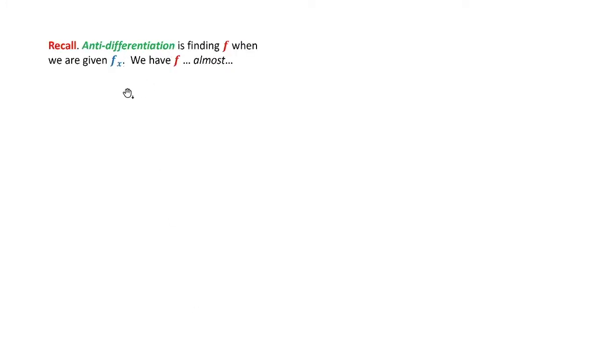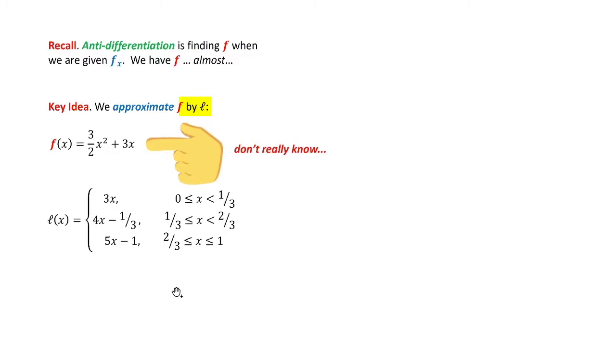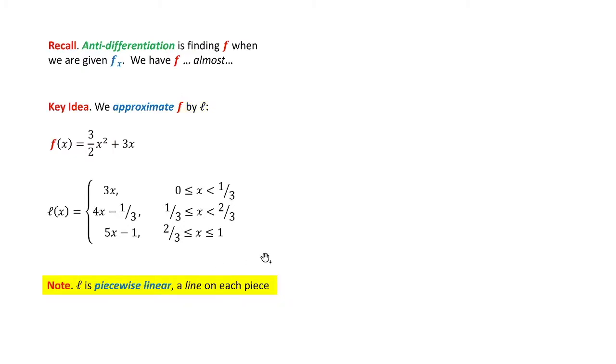All right, so I have the linear approximation, the third one. Anti-differentiation is finding the function when we're given f prime of x. This is the general idea, anti-differentiation. Well, let's look at what we have. We almost have f. Here's the exact answer. Of course, you don't really know this yet, but if you integrated it, you get this. We'll do this later. Here's my linear approximation. It's piecewise, a line on each piece of the domain.